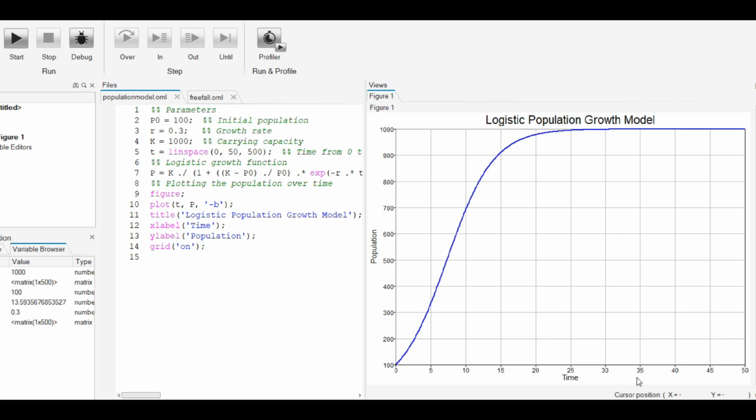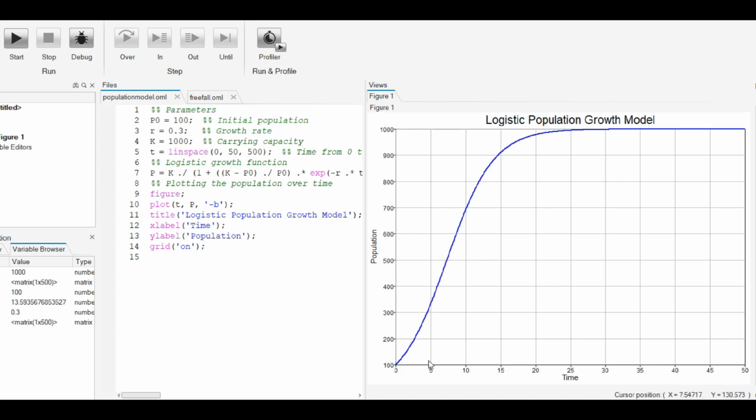Finally, the population is plotted over time. The x-axis represents time, while the y-axis represents the population. The title of the graph is Logistic Population Growth Model. A blue line shows how the population starts small, grows rapidly, and then slows down, eventually stabilizing at 1,000 individuals.